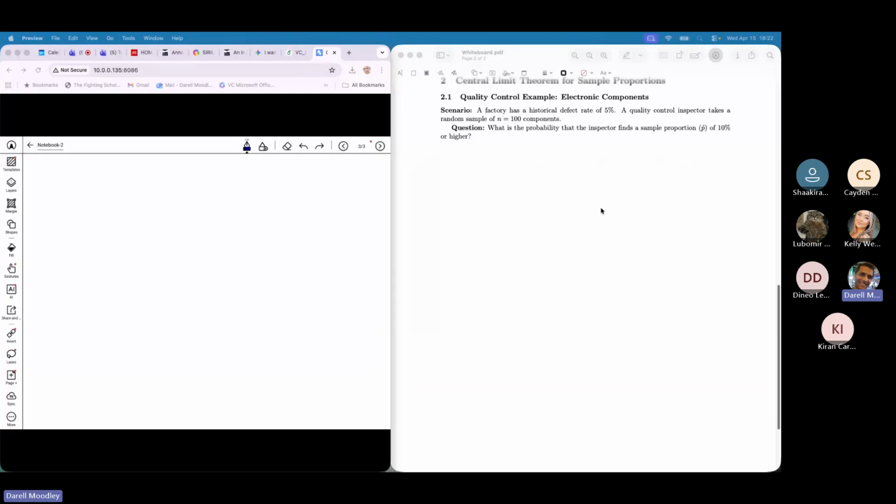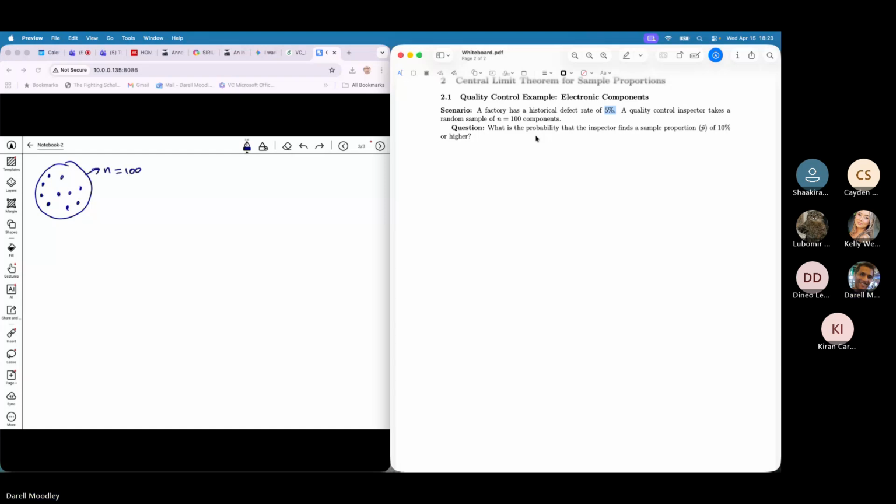So this question on the right: a factory has a historical defect rate of 5%. So whatever they're manufacturing, they have a defect rate of 5%. So of all the products they create, 5% of them are defective. As a quality control inspector, they take a random sample of 100 of these components. I'm not going to draw 100 circles, but you get the idea. In this basket, there are 100 components, so your sample size is 100.